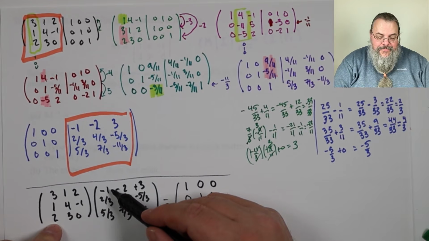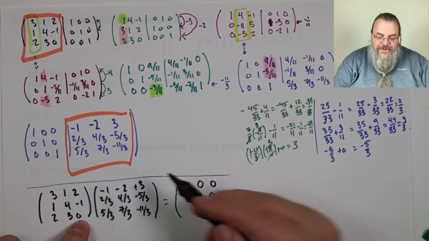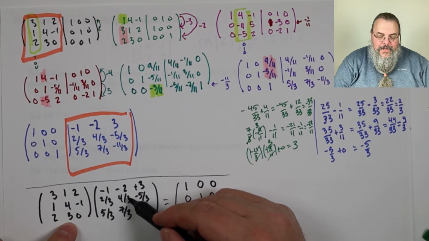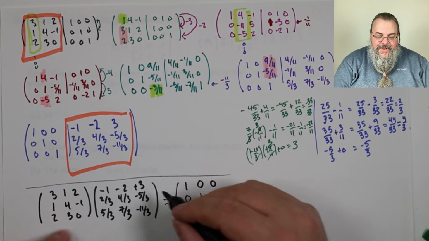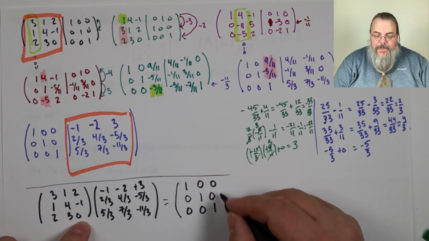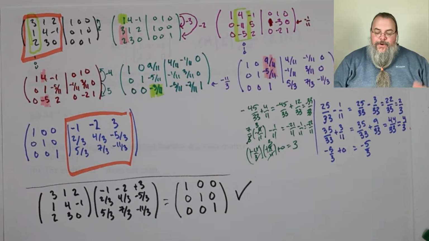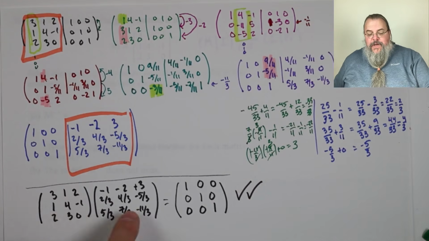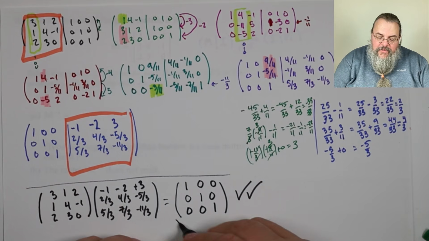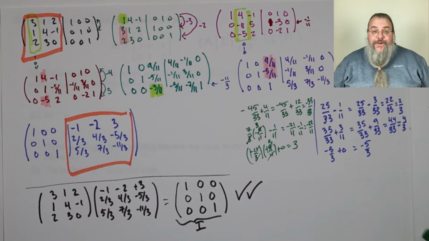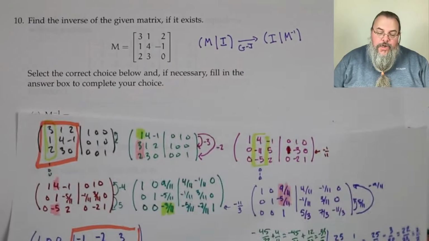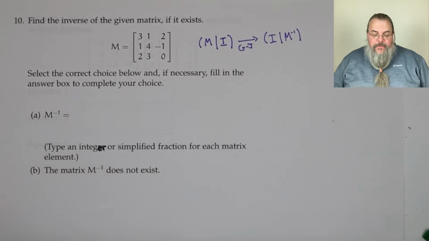Minus 2 plus 2 plus 0. Good. Minus 4 plus 4 plus 0. Good. 6 minus 5 plus 0 is 1. So, if you multiply the original matrix times what you think is the inverse, and you get out the identity matrix, then you 100% know you did it right. So now, we don't have to know whether or not we're going to get full credit. We know we're getting full credit. We just have to copy it correctly.